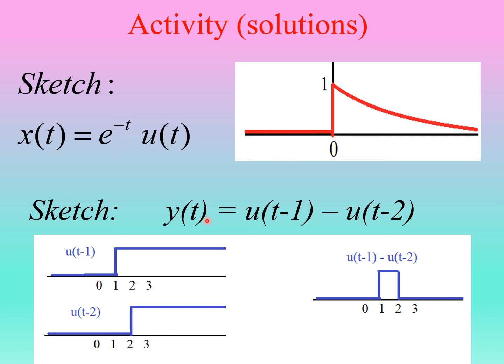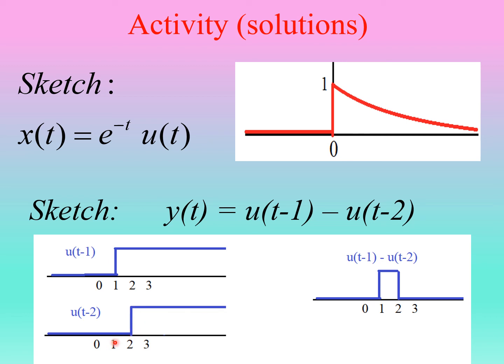For the second one, y of t equals u of t minus 1 minus u of t minus 2, the best way to do these types of problems, and we've done a few of these now, is to sketch these two terms, one above the other, and then subtract one from the other. The step function u of t minus 1 is a step delayed by 1, so the step is at 1 instead of 0. The second term, u of t minus 2, is the same thing shifted over to 2. Now we need to take this function and subtract the function down here.